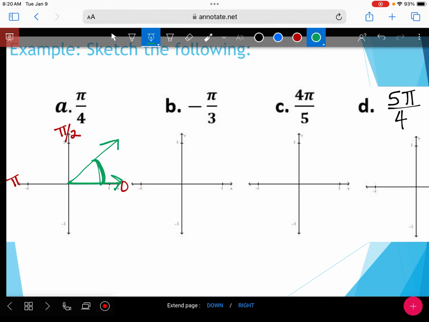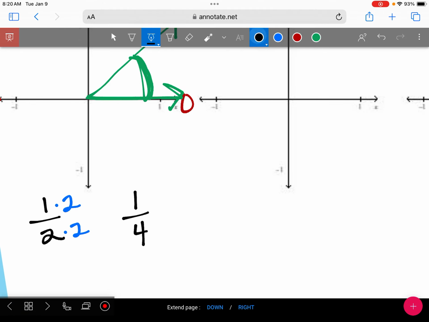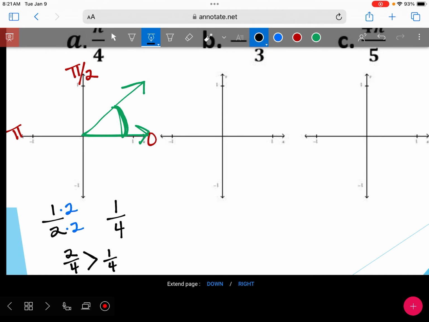Okay, so we have that pi over 4. And if it's kind of difficult to figure out, you can always rewrite it because you have 1/2. Essentially, you're comparing 1/2 and 1/4. You're trying to figure out which one is higher. The only way to compare fractions is to have the same denominator. So if I multiply by 2, top and bottom, then that's going to be 2 over 4 and 1 over 4. 2/4 is greater than 1/4, which is how I know that it has to fall in quadrant 1.